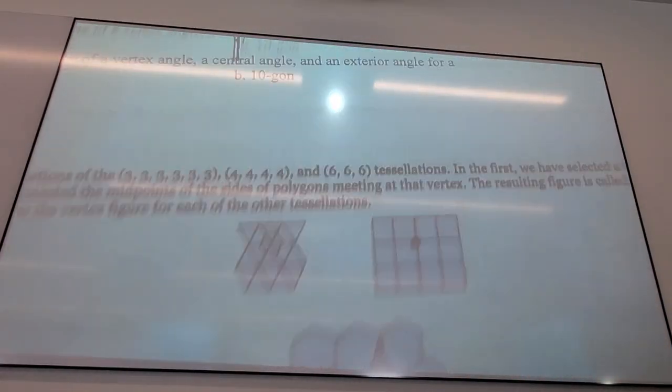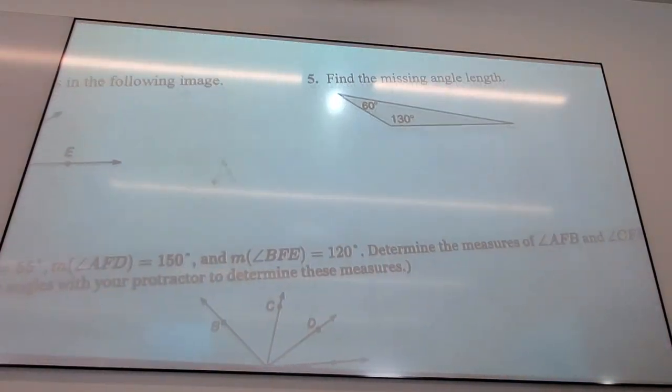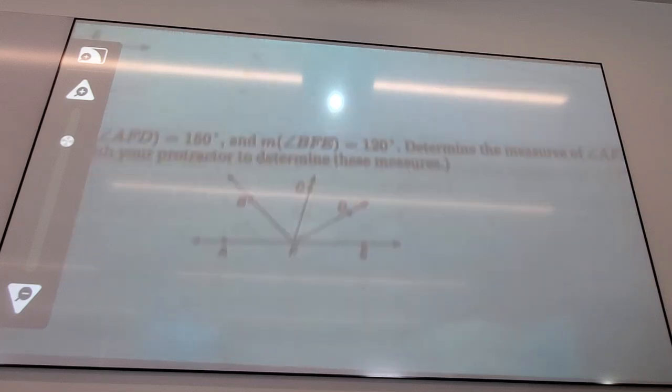Oh, let me get the blank. Here we go. Yeah, number 6. Oh, number 6.